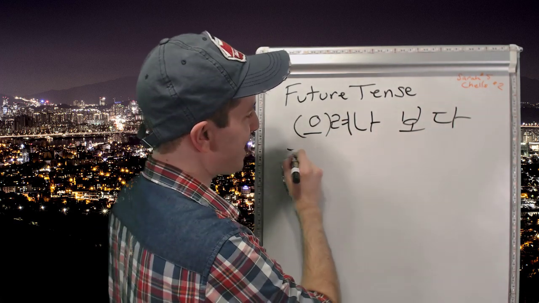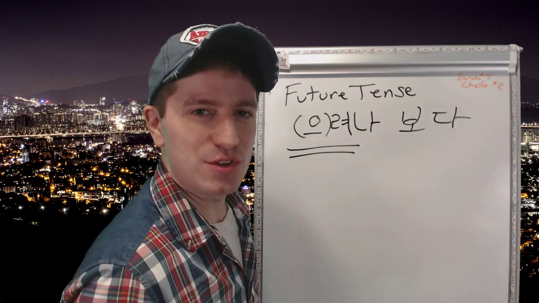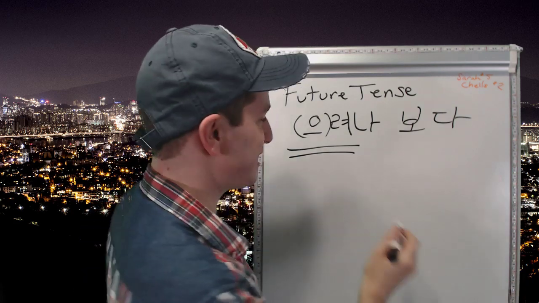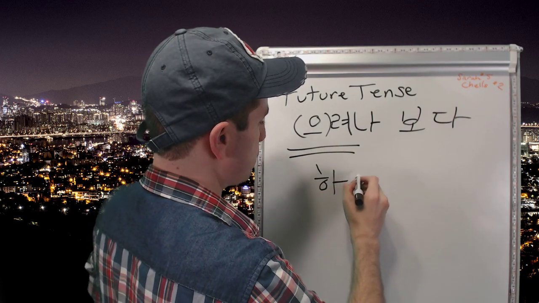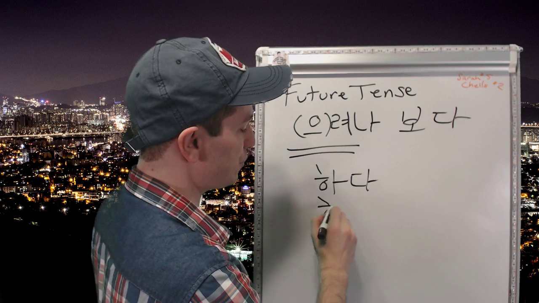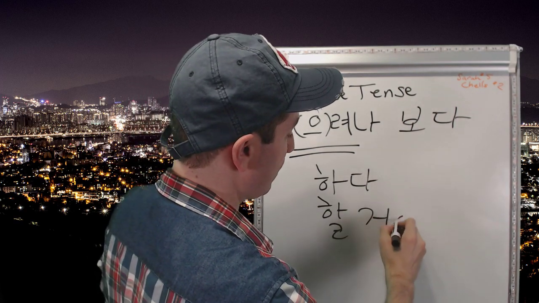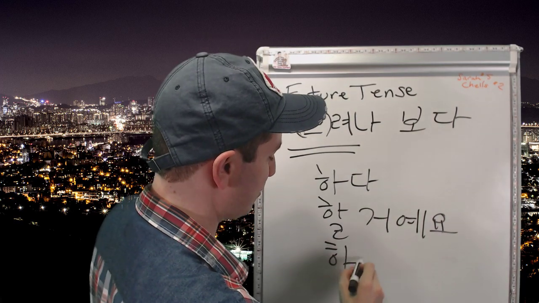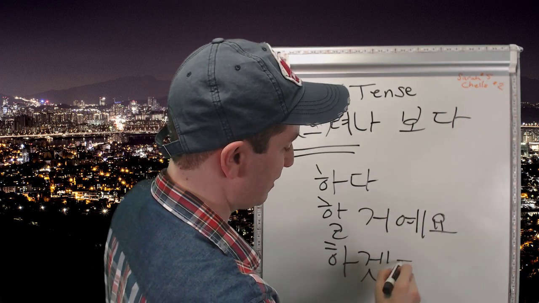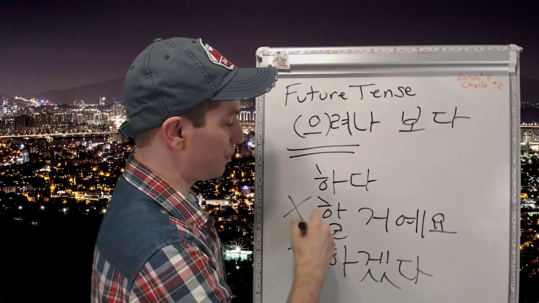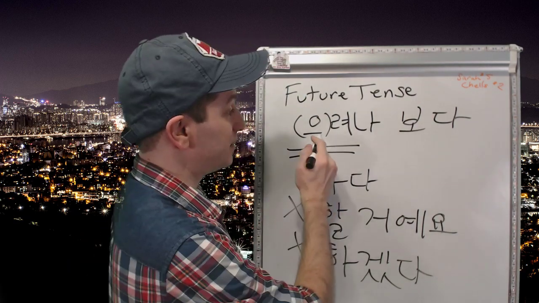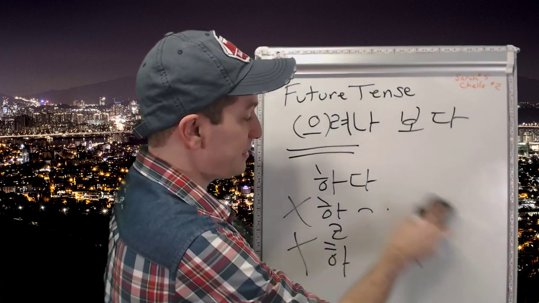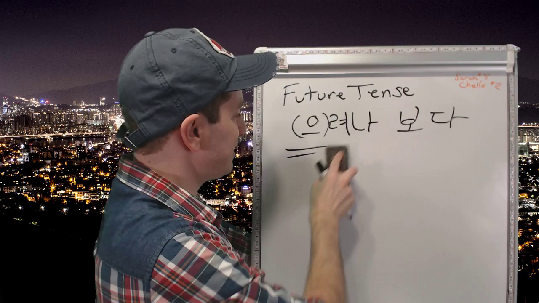려. You attach 려 to the verb stem to make it future. So you don't use a regular future tense ending. If you wanted to say 하다, to do, normally the future tense of 하다 would be 할 거예요, right? Or maybe 하겠습니다 or 하겠다, 하겠어요. No. It does not use either of these. You use 려.